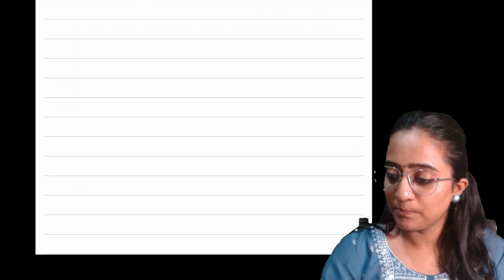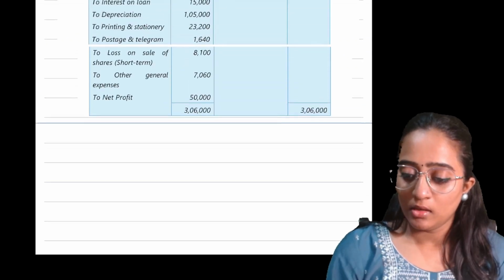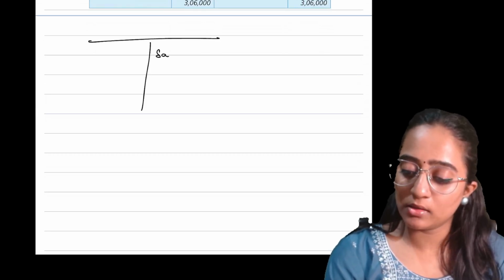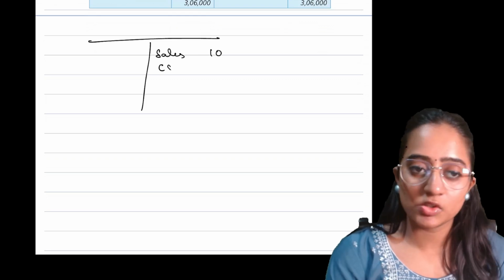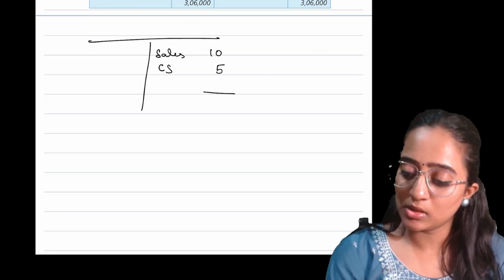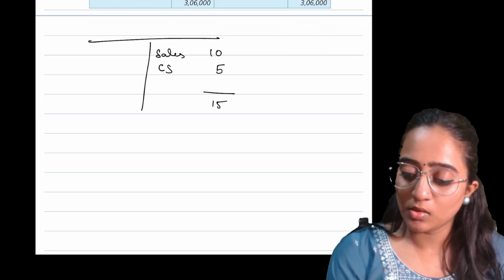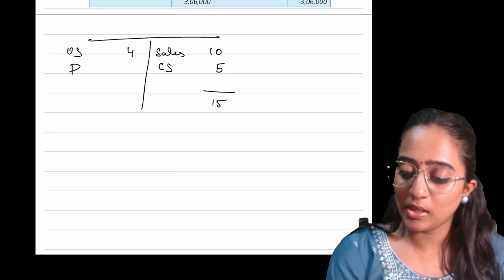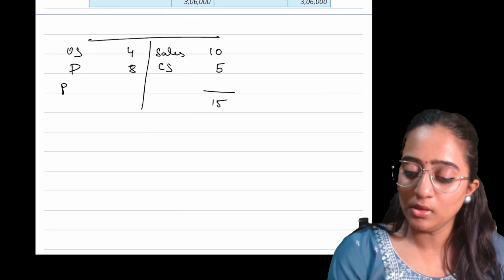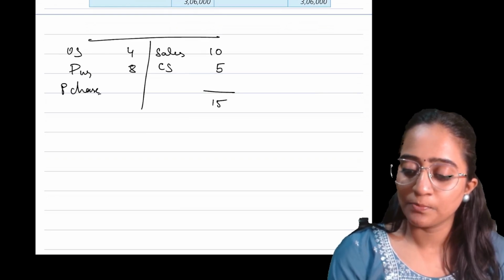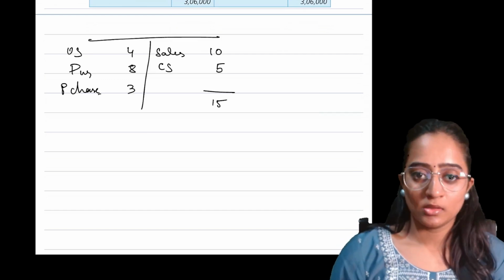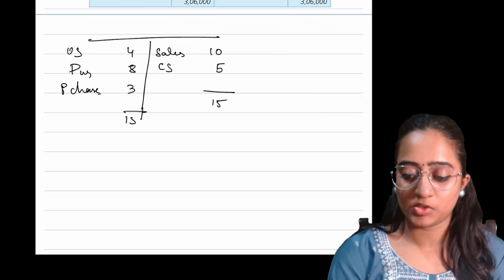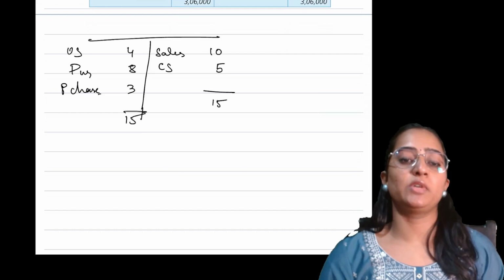Let's take a simple example wherein, suppose, sales being 10, closing stock being 5, total is going to be 15, and your opening stock being 4, your purchase being 8. So now tell me, people, how much is your profit going to be? Profit is going to be 3, right? Everyone, your profit is going to be 3. So 15 and 15, the total has been matched. This is what the normal situation is.